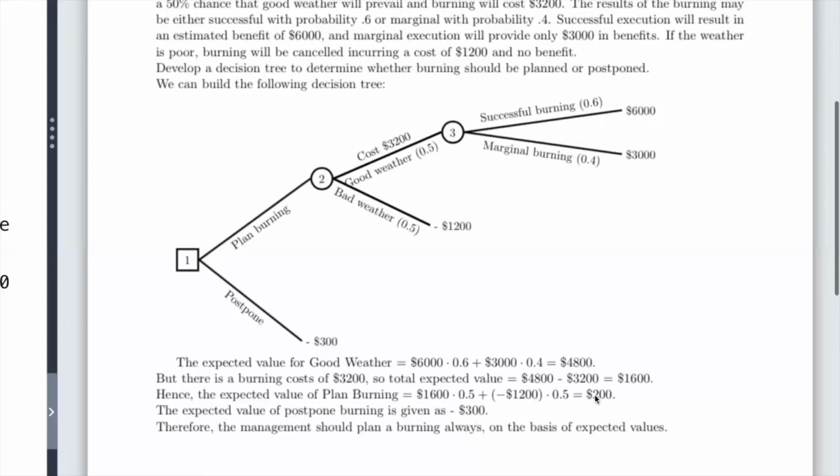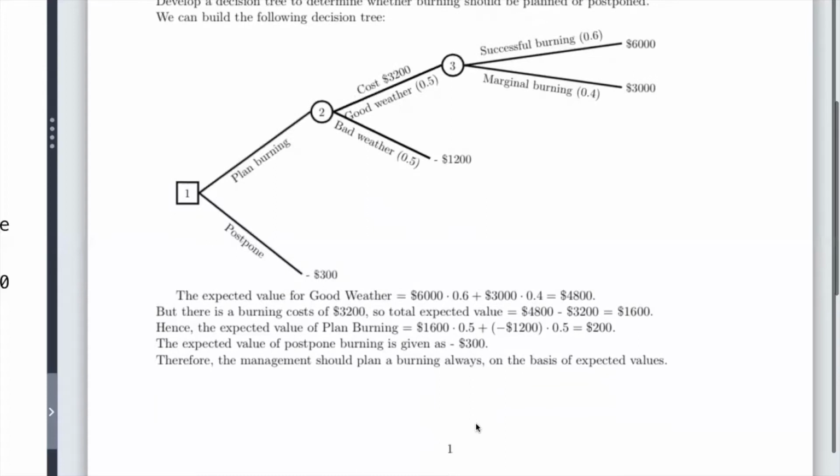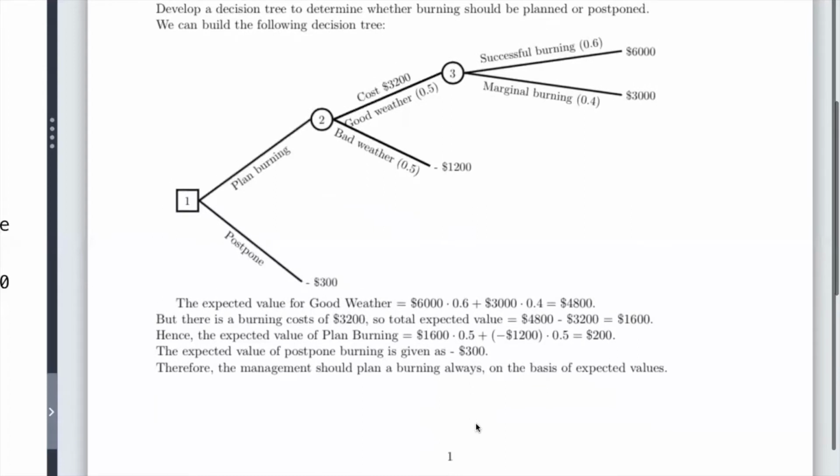Comparing 200 and negative 300, we'll always make money if we plan a burning, but if we postpone it, we always lose money. Therefore, it only makes sense that we continue with the planned burning. And this is the solution for the first question.